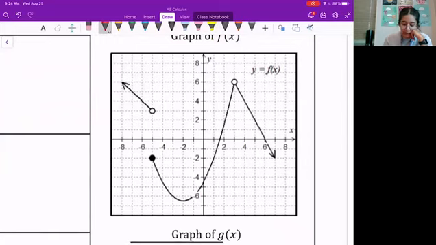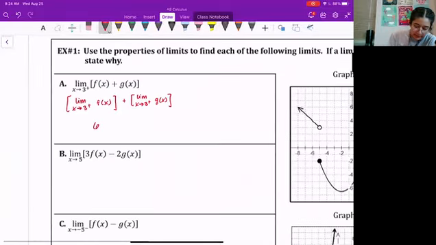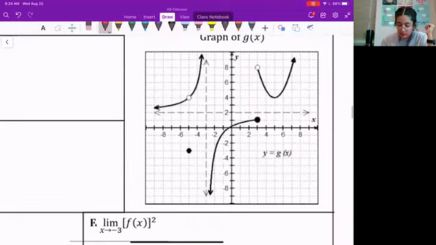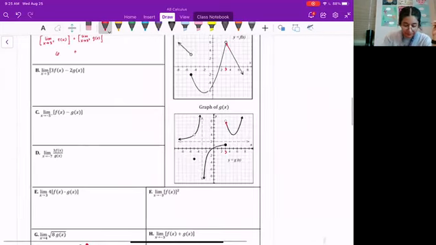For f of x here, I'm trying to find the limit as I approach 3 from the right. So from the right of 3, it looks like I'm getting really close to a y value of 6. So this is going to be 6. And then same thing for g of x. What am I approaching? 3. So I'm approaching 3, here's 3, but I'm approaching from the right. It looks like I'm getting really close to 8.